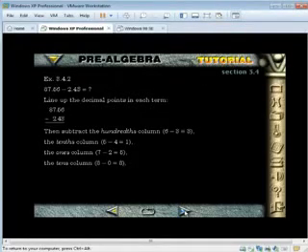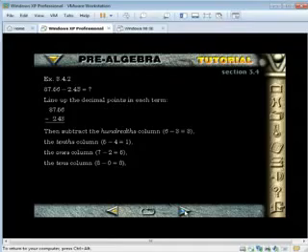Example 3.4.2. 87.56 minus 2.43 equals what? Line up the decimal points in each term like this. Then subtract the hundredths column. 6 minus 3 equals 3. The tenths column, 5 minus 4 equals 1.